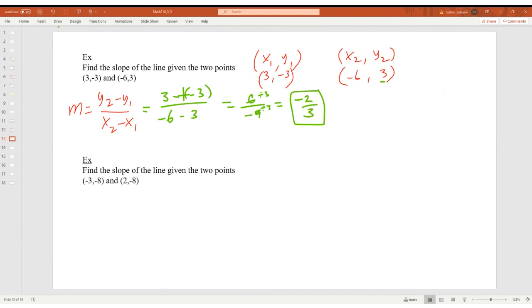Any question on this example? And do you see how I got -2 over 3? Okay, I want you to try the next one. Try the next example and find the slope. What is the slope of the next function?